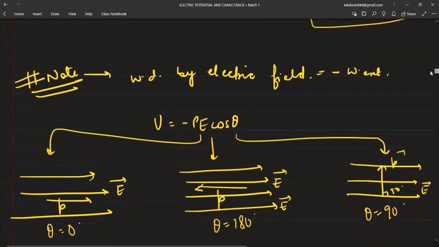Okay, now work done by the electric field. When you're calculating the electric field, it is the negative of the work done by the external field. So potential energy is minus P E cos theta. So three types of angles we will discuss, three cases.